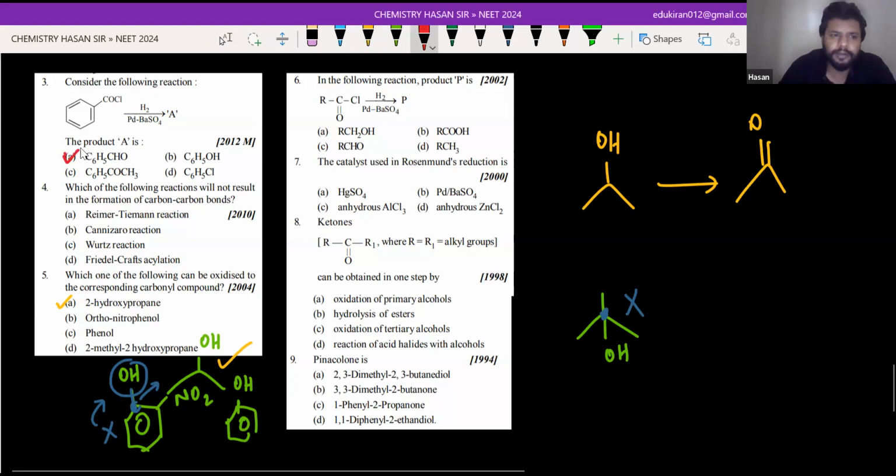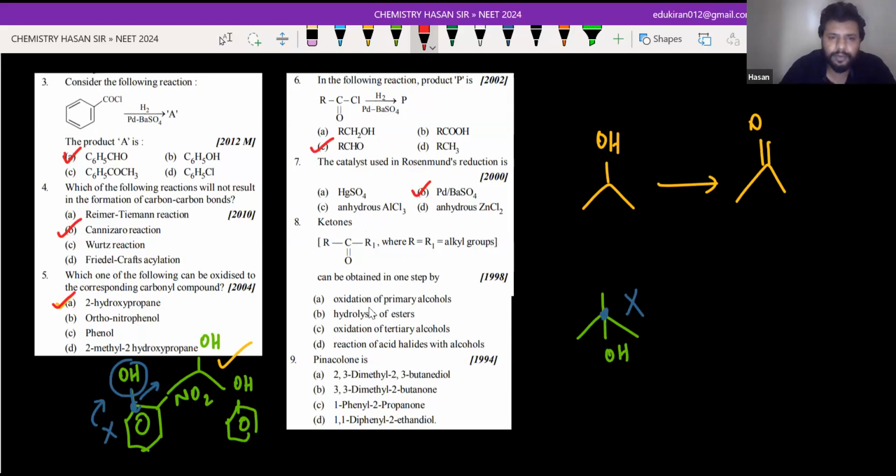3A, that is the correct answer, Aisha. 4B, that is also correct. 5A, that is correct. 6, it is C, that is also correct. 7, the catalyst used in this, so B, that is correct.